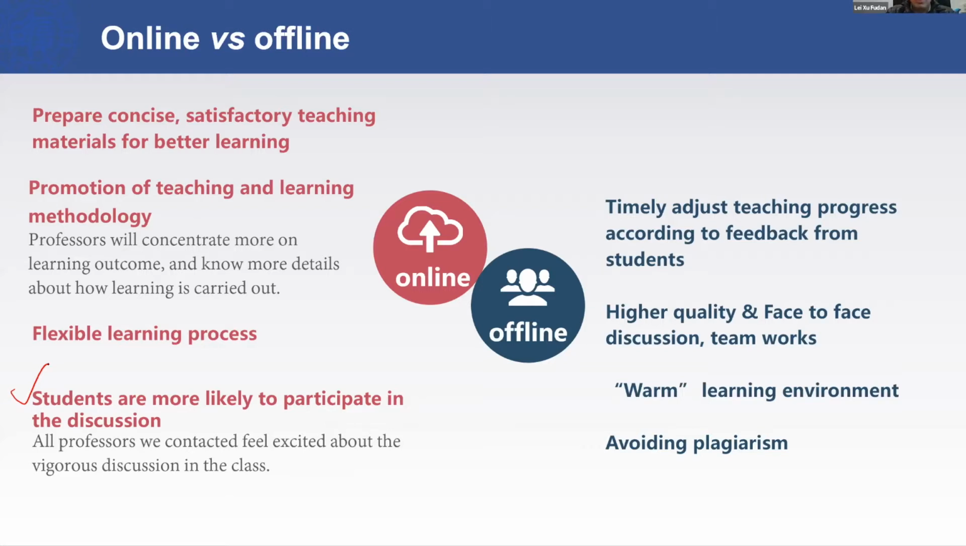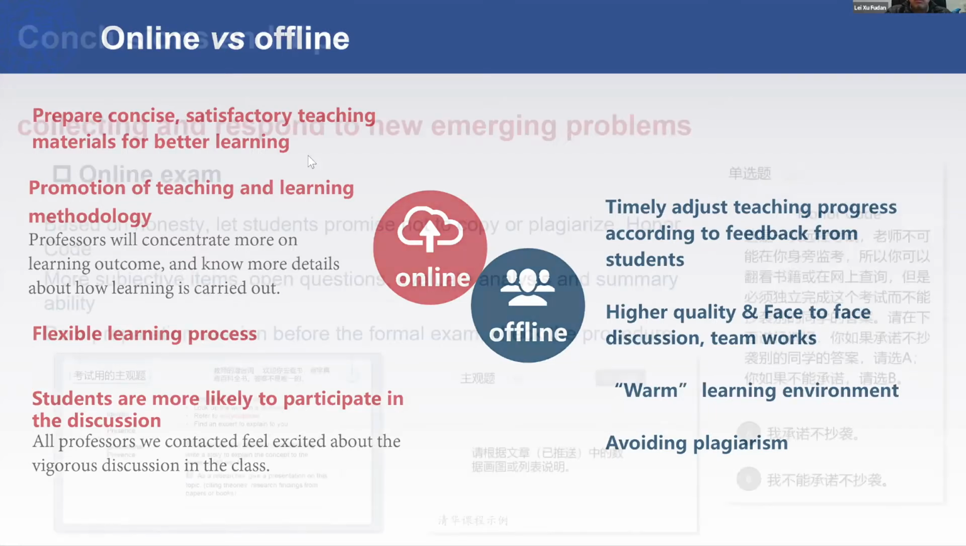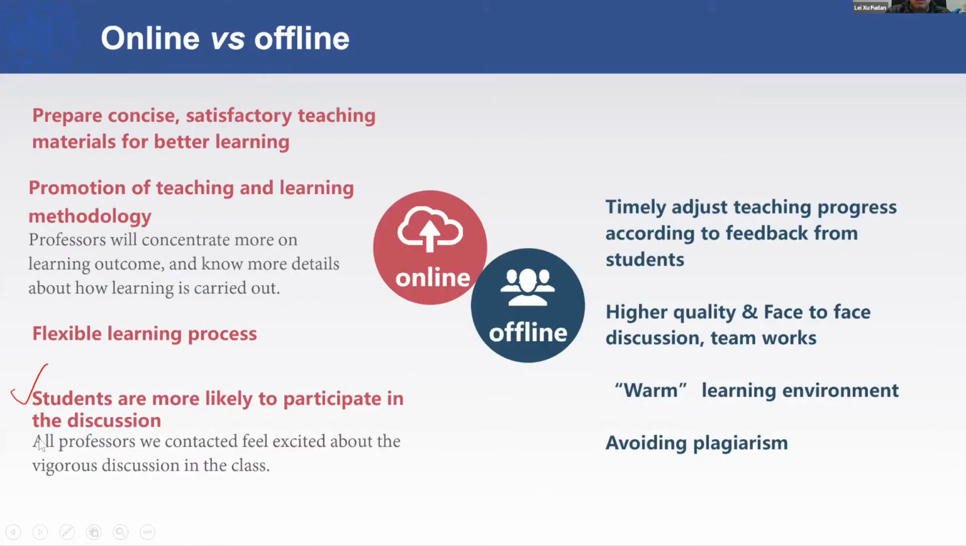But we can still see that online education cannot replace the offline, because the offline has the advantage that the professor can timely adjust their teaching according to the feedback from the students. And in the class, face-to-face, they can have much higher quality discussion, and they can form very good teamwork. And most important, I think, our education is to educate people. It's a human being education.